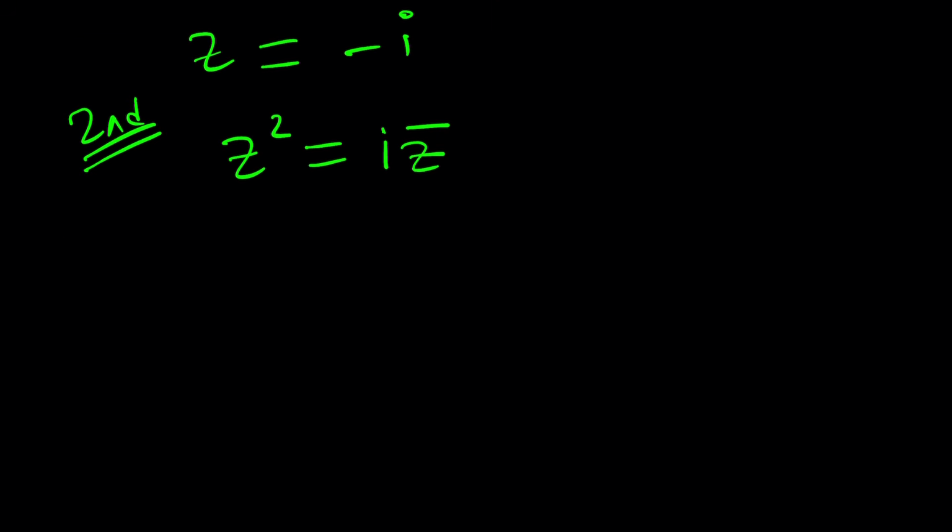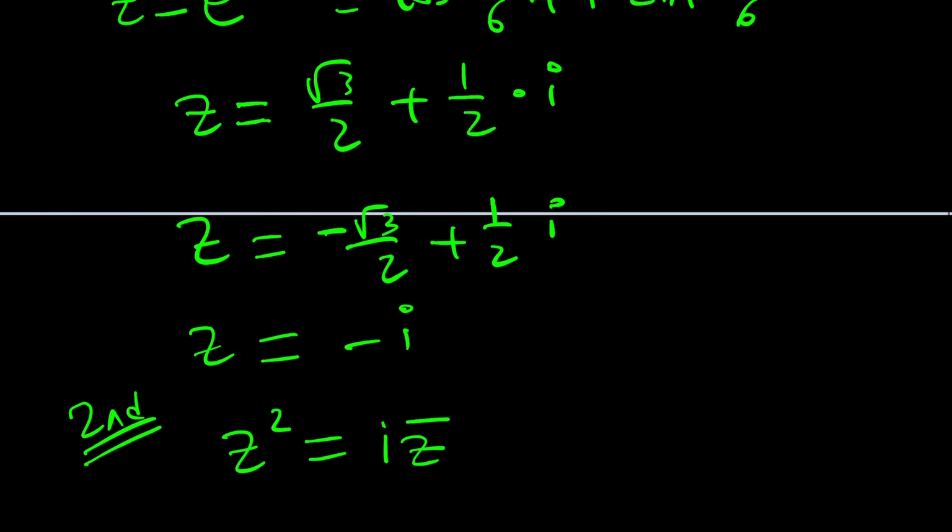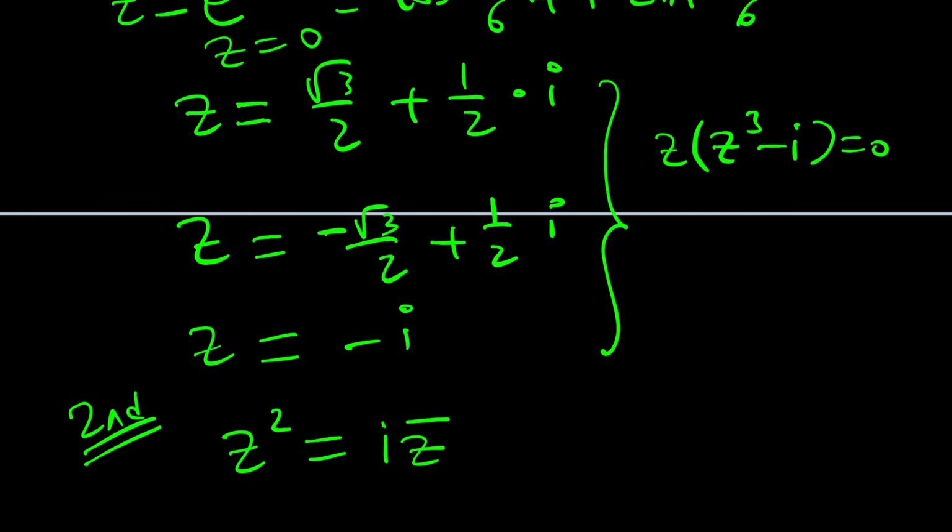First of all, by the way, if you put these into a cubic equation, along with z equals 0, of course, z equals 0 is another solution, so there are 4 solutions. You're going to get z times (z cubed minus i) equals 0. I want you to pay attention to that quartic equation because we're about to get that.